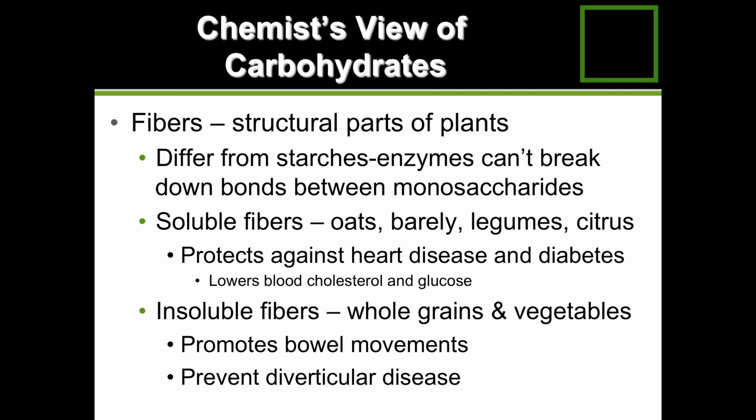Soluble fibers are your oats, barley, legumes, and citrus. And this type of fiber protects against heart disease and diabetes, and it lowers blood cholesterol and glucose. This is how it does it. It protects against these 2 diseases by lowering your blood glucose and cholesterol. Your insoluble fibers are your whole grains and vegetables. And these guys are the ones that promote bowel movements and exercise your intestinal muscles. So they prevent diverticular disease.